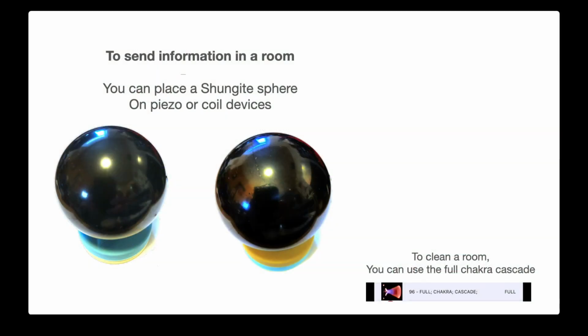To send information to a room, the cascade of Dan is really nice. To clean a room, we send the cascade of Dan for 1 hour or so, and your room will be clean. The shungite sphere helps radiate that. For how long, do you need to repeat it to keep the room clean? It depends. It can be destroyed in a second.